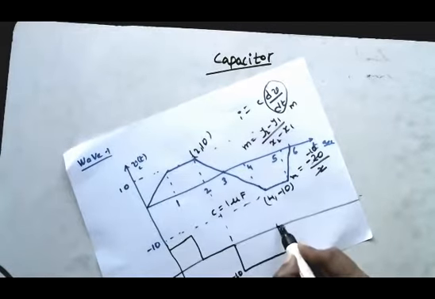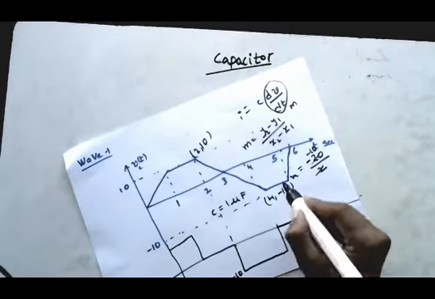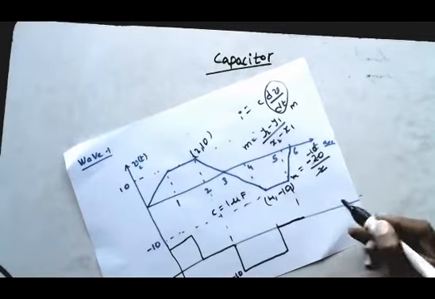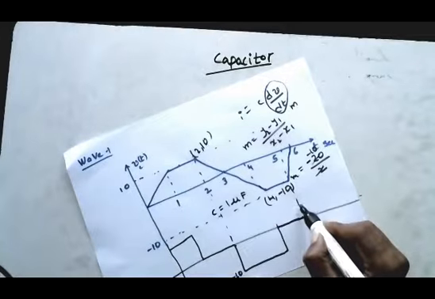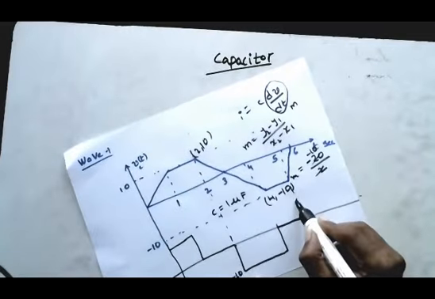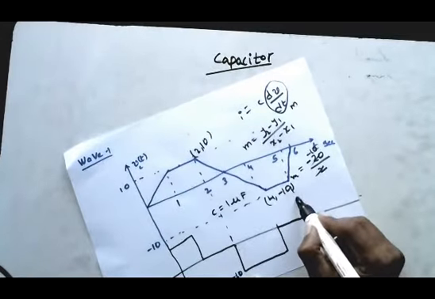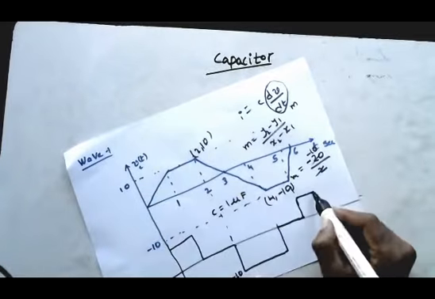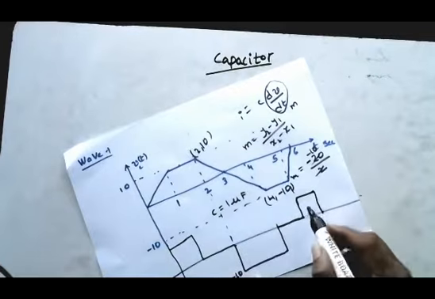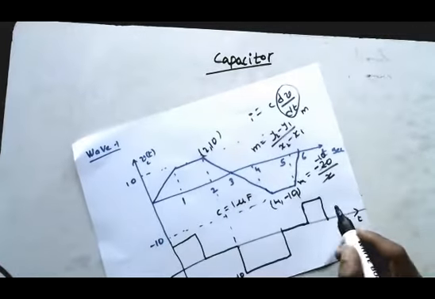Next, there is no change in voltage up to 5, so there is no change in current also. So there is 0 current. Next, there is a change in voltage with the same slope as this, so an increment. This is the form of the current.